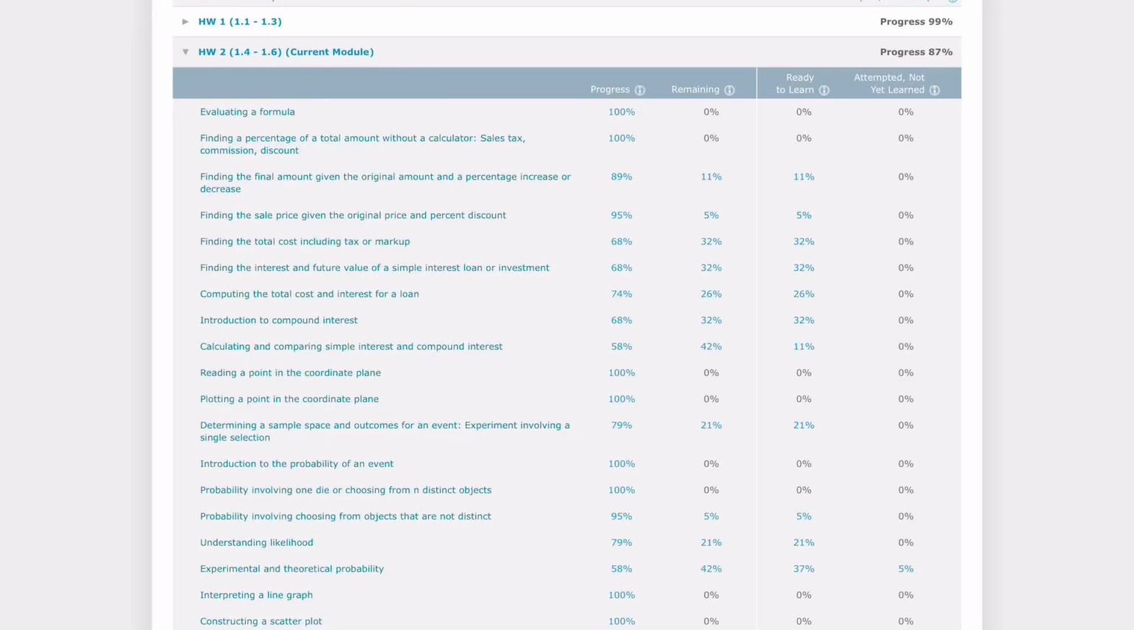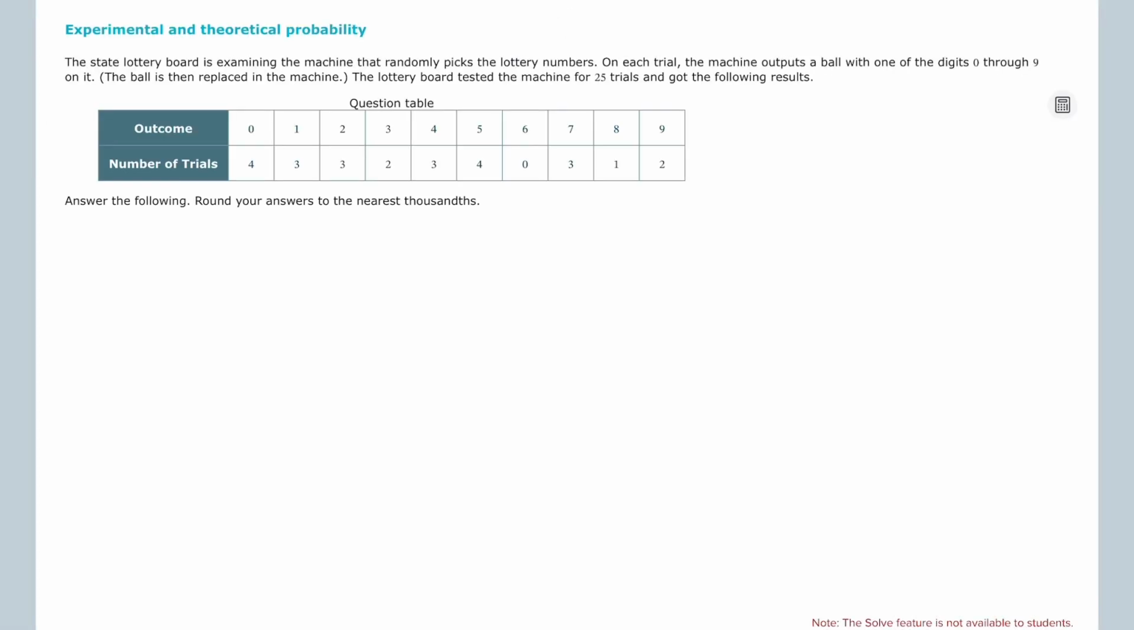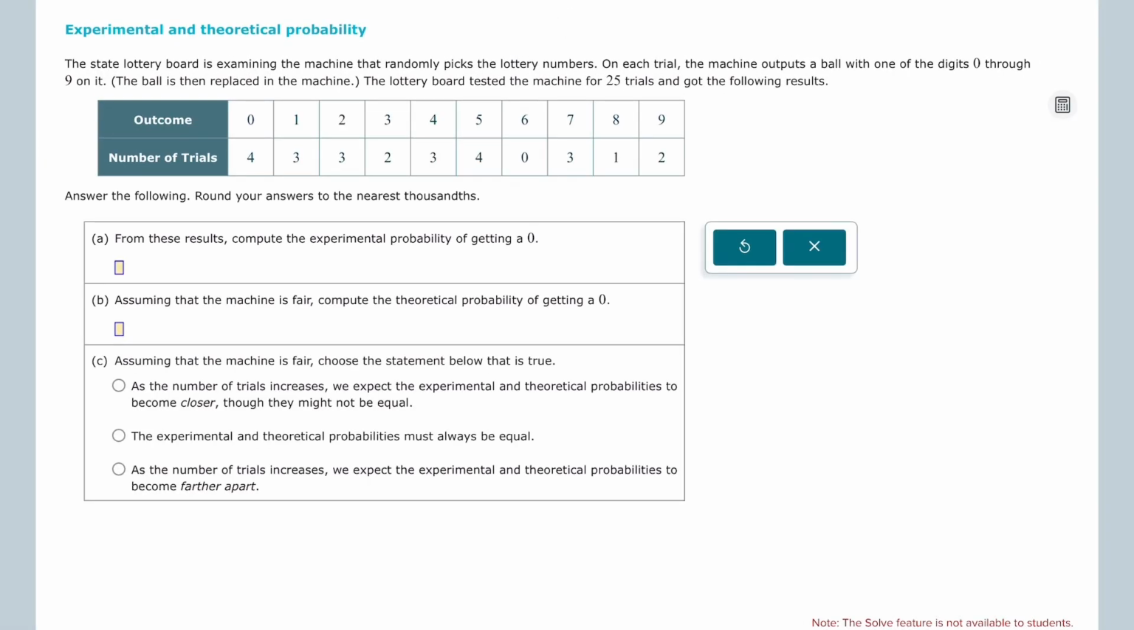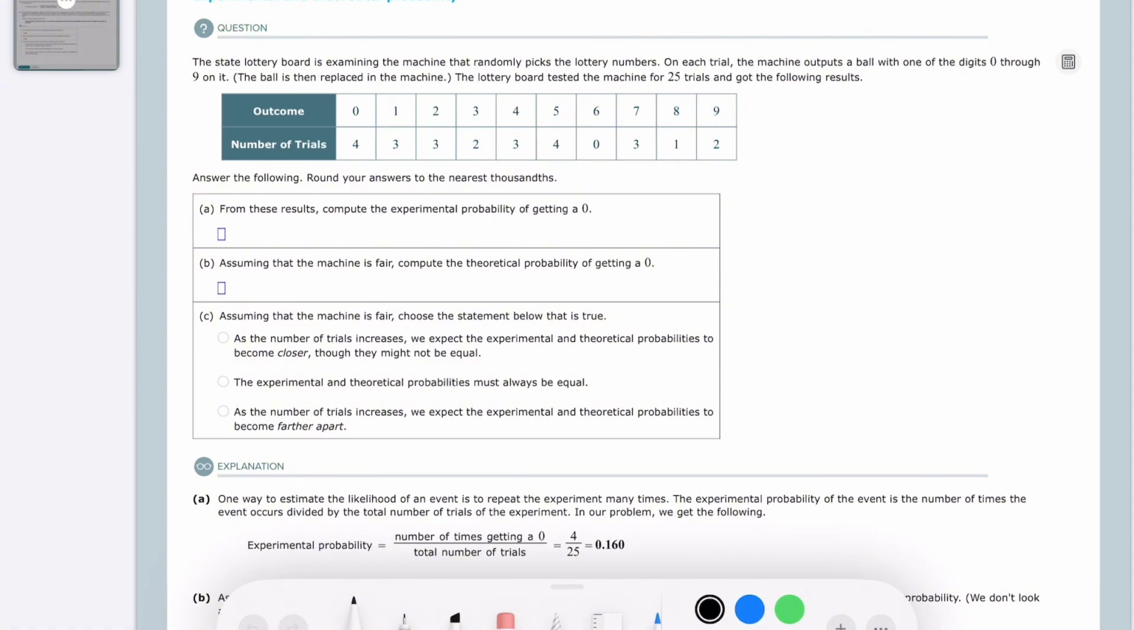Okay, so I'm going to do experimental and theoretical probability because there are a lot of students asking for this one. So what you have to remember is that ALEKS is tricky, first of all, but the experimental probability, usually it has the explanation. So I'm going to show you what to look for with the difference between experimental probability and theoretical.